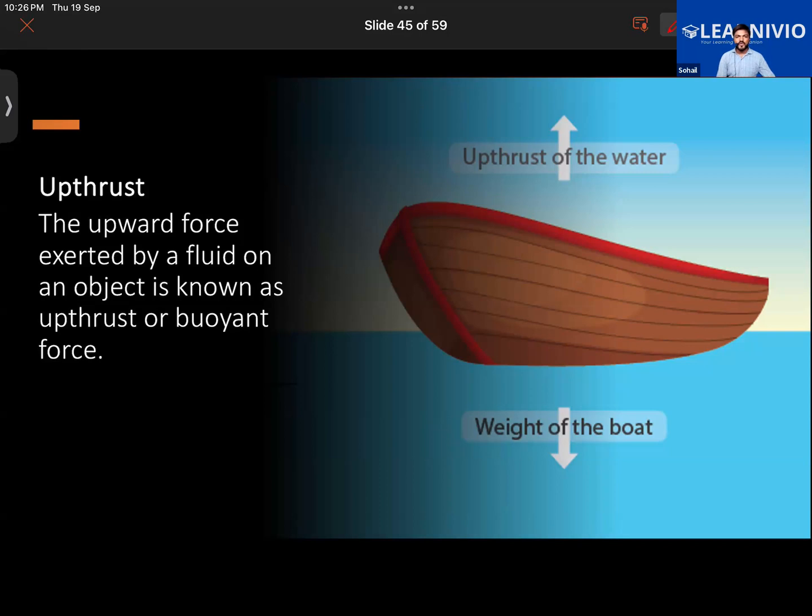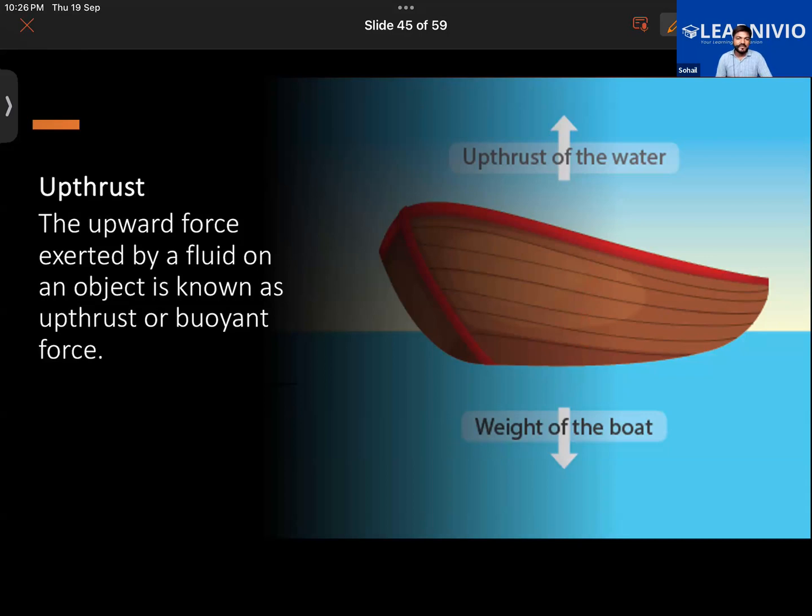Anyways, guys, let us learn about upthrust or buoyant force. Water or any given liquid exerts a force in the upward direction. That is called upthrust or buoyant force. It is caused by the pressure difference between the top and bottom of the object. The pressure at the bottom of the object is greater than at the top, because of which there is a net resultant force that acts in the upward direction.